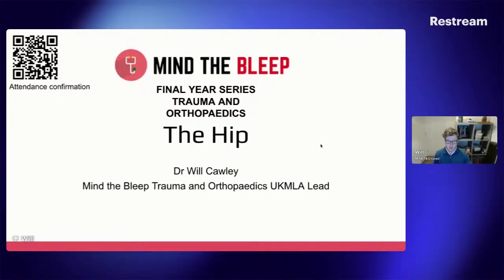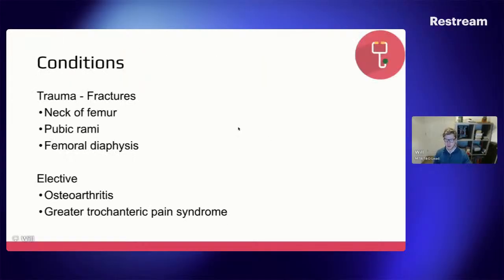When we talk about the hip, there's quite a lot to cover, but the main 5 things that will come up in UKMLA, or that are important to know at a medical school level, we have written here. We've got 3 traumatic conditions, obviously the biggest of which is going to be neck of femur fractures, but it's also important to touch on pubic rami fractures and fractures of the femoral shaft or femoral diaphysis. Additionally, in terms of elective orthopaedics, the big topics are going to be osteoarthritis and greater trochanteric pain syndrome.